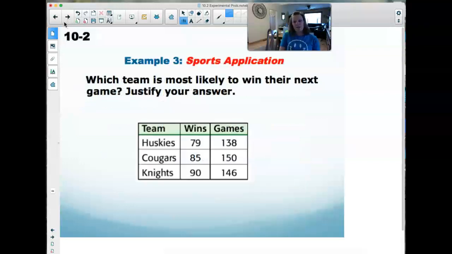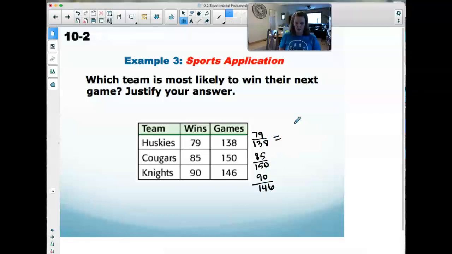Okay. If you were given a table of things that have happened, you can then try to predict who is most likely to win their next game based on probabilities. So if we look at these teams, we have the Huskies, which won 79 out of 138 games. We have the Cougars, who won 85 out of 150, and then the Knights, who won 90 out of 146. Now, for me, it is very difficult to compare these three fractions, so I think it would be much easier to write them as percents.